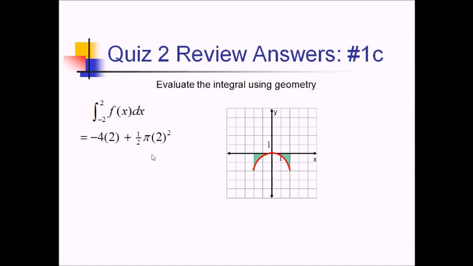So if we want to simplify this a bit, we've got a negative 8. We've got, let's see, 1/2 of 4 is 2, so 2 pi. So 2 pi minus 8 would be the simplified version of this.